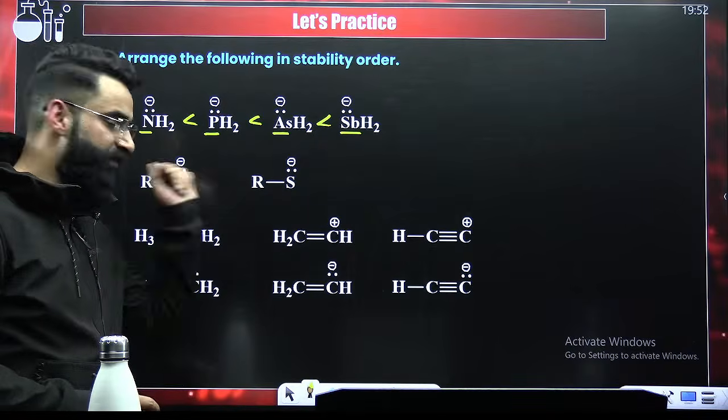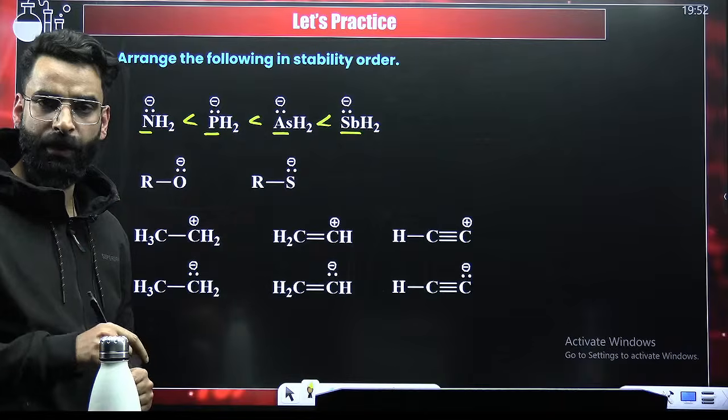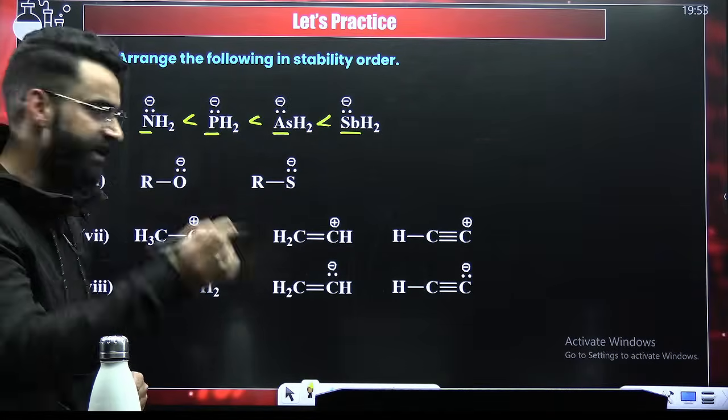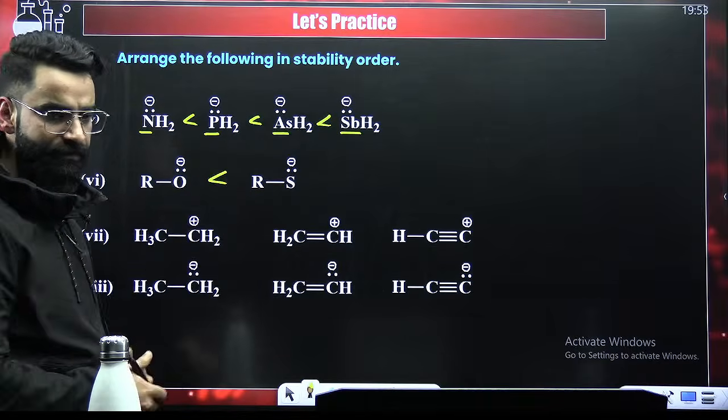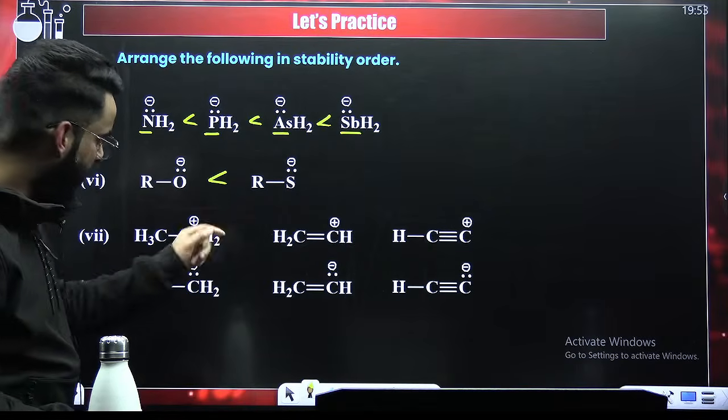Oxygen carrying negative, sulfur carrying negative. Oxygen and sulfur are in the same group, so VCD plays a role. Down the group, size increases, VCD decreases, and stability increases. So this is the stability order. Right? Talk about this one.